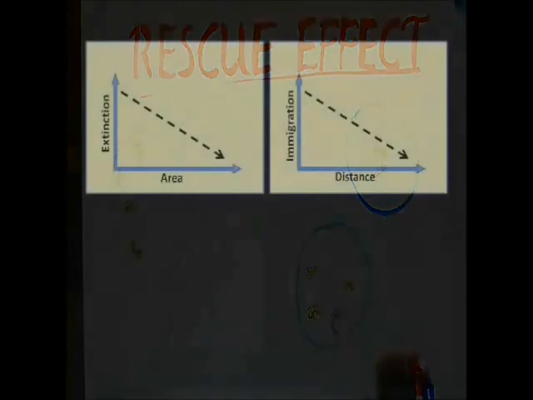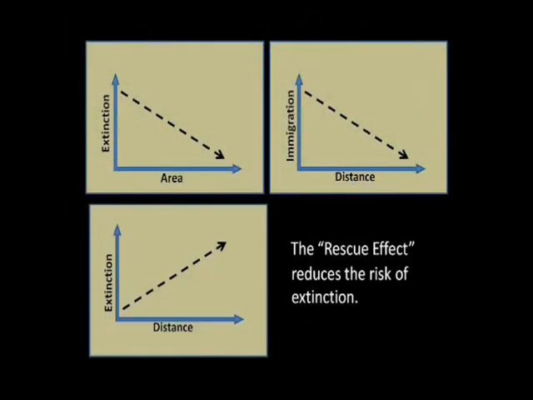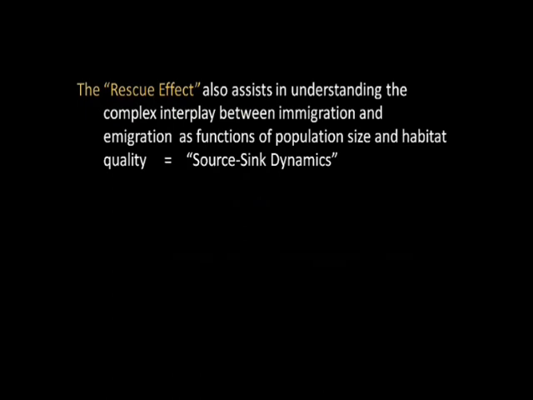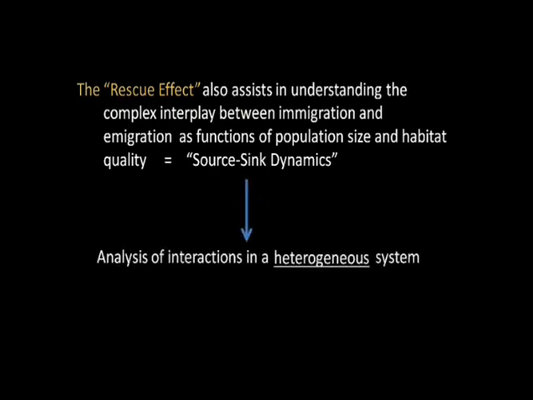So the rescue effect also reduces the risk of extinction and assists in understanding the complex interplay between migration and immigration as functions of habitat size and spatial dispersion. This idea is known as source-sink dynamics, which simply refers to the analysis of species interactions in a heterogeneous system. Remember, think of structure as the pattern depicted on a map.